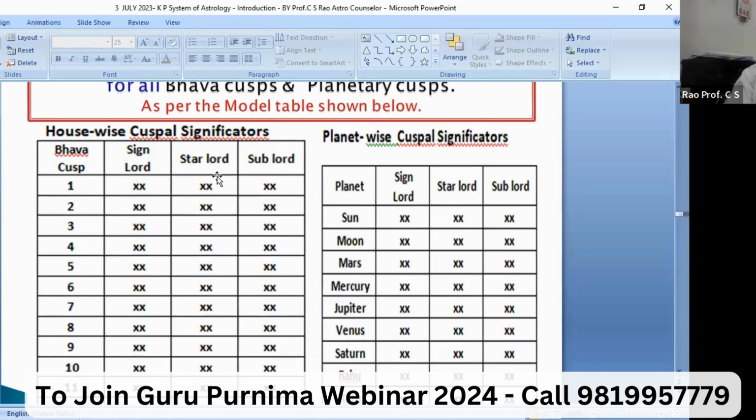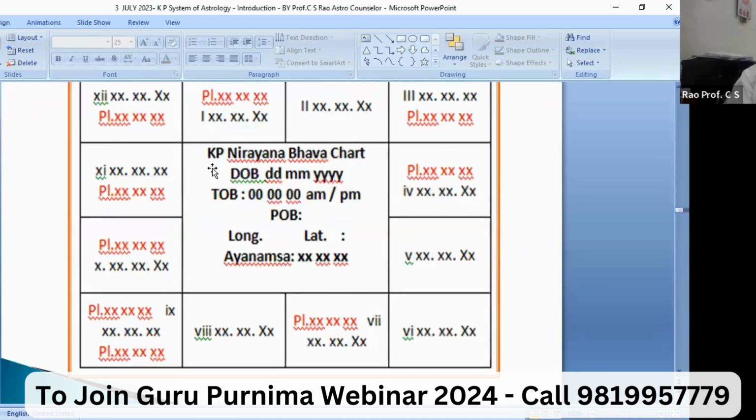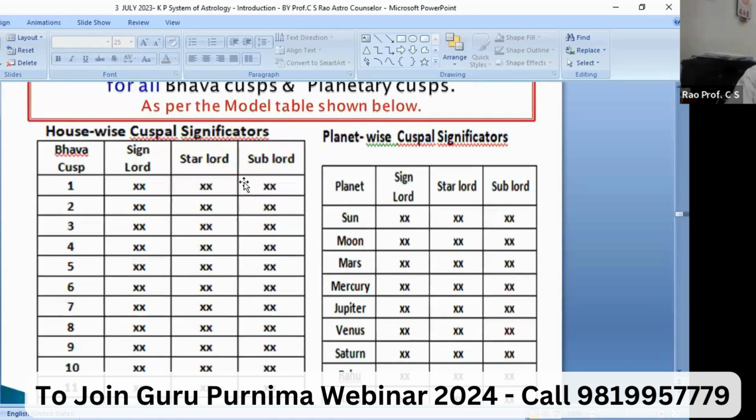So after preparing this model chart, out of this first cusp, what is the sign, where it is posited, in Aries, degrees. This Aries decides the sign lord. This degree decides the star lord. This sub decides the sublord. Like that, out of this table, you have to give that table.